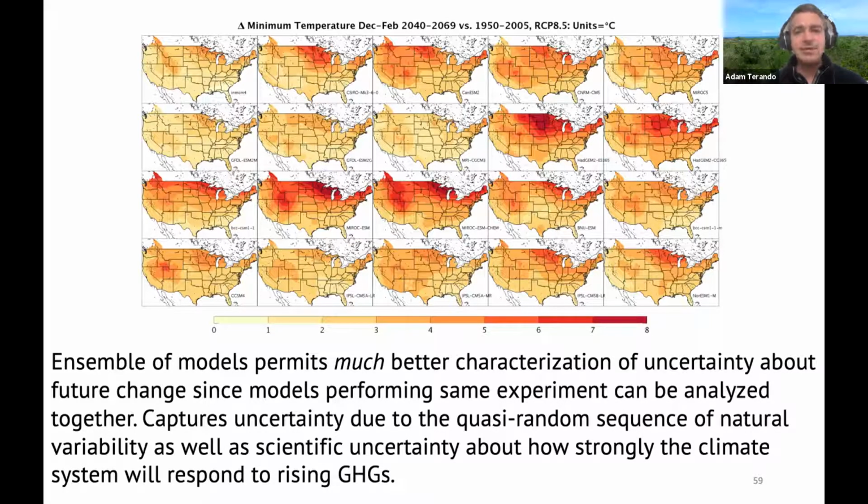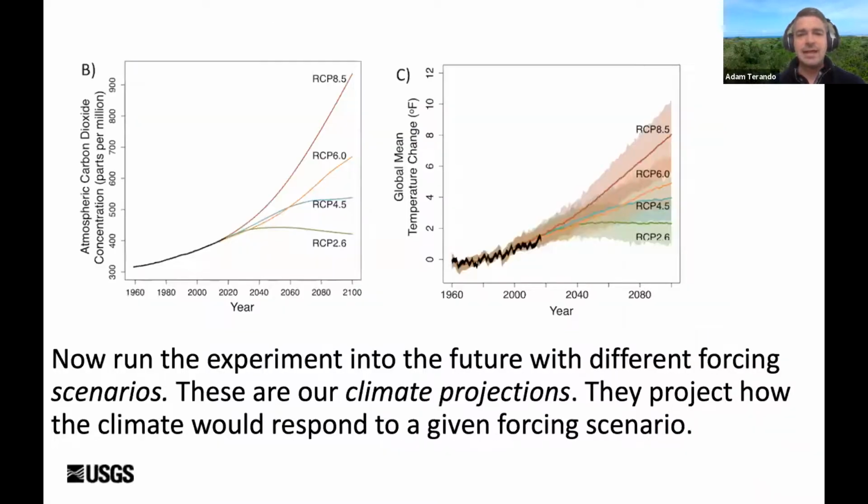And there's going to be that uncertainty due to the quasi-random sequence of natural variability. Again, picking those different points in the control run, you might just pick one model year that represents 1850. Well, maybe in that model year that's representing 1850, there was a very strong El Nino year. Maybe in another model year that represents 1850 to start the experiment, there was a strong La Nina year. That's going to affect going forward the sequence of natural variability, which can then affect those short-term trends. And so it's important to have this ensemble of climate model results to capture that type of uncertainty, as well as the scientific uncertainty we have about how strongly the climate system will respond to rising greenhouse gases.